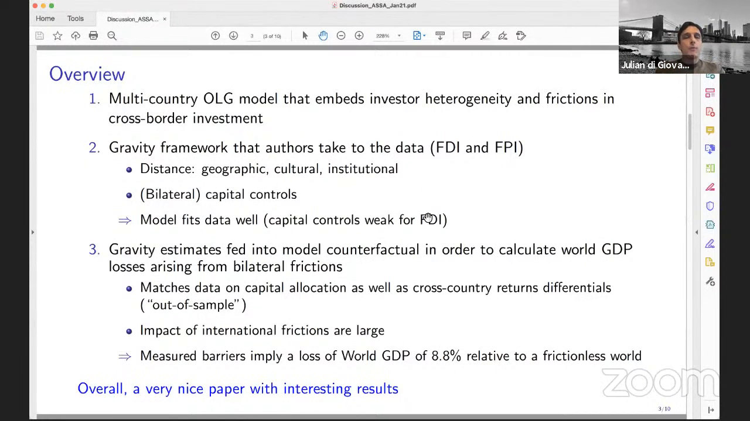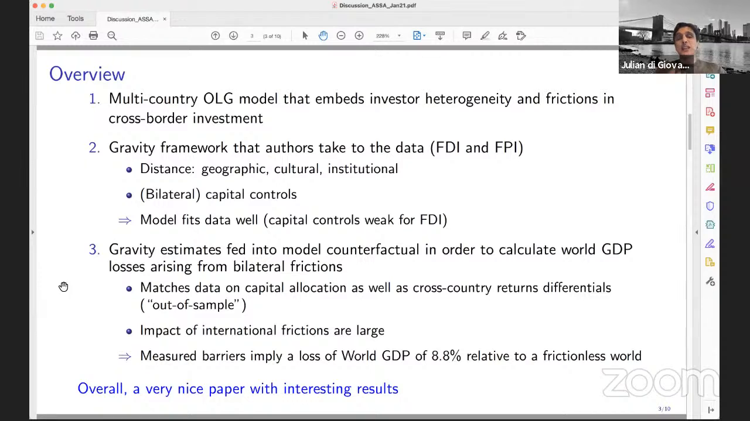Their core variables of interest are bilateral distance measures, both geographic, cultural, and institutional, as well as a measure of capital controls. And I put bilateral in parentheses, and I'll return to this later on. Overall, as with all gravity models, it fits the data well. The one weakness is that capital controls don't seem to do very well in explaining barriers to FDI. And again, I'll touch on this later on.